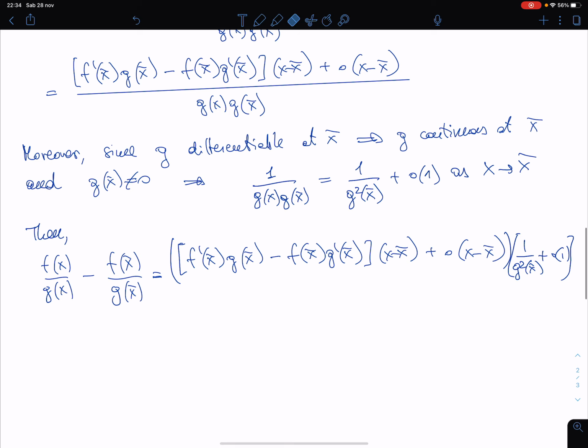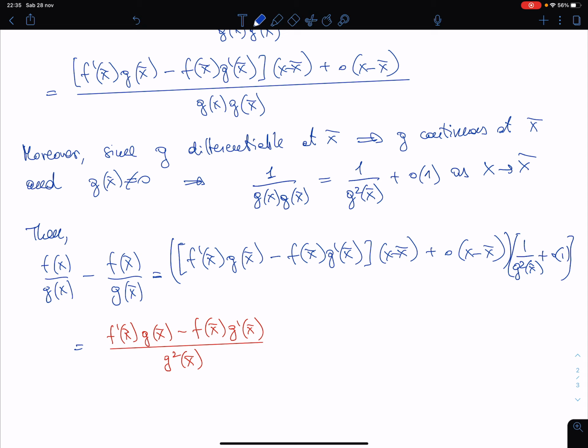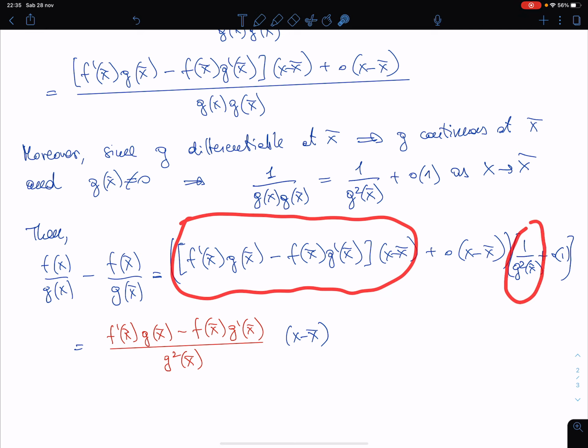So here we have to multiply, and so this is equal to, let us pass to red color, f prime of x bar g of x bar minus f of x bar g prime of x bar times x minus x, sorry, let us cancel this. It is better to write it like that. Here we write divided by g squared of x bar times x minus x bar. Okay, this is the first term of the first bracket multiplied by the first term of the second bracket.